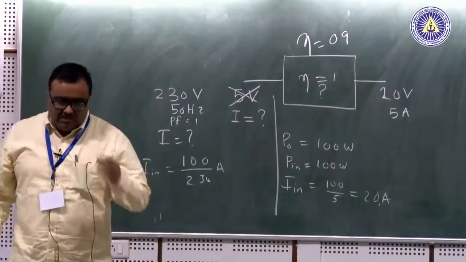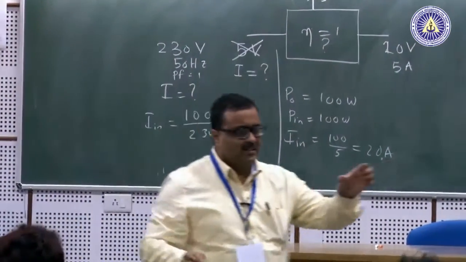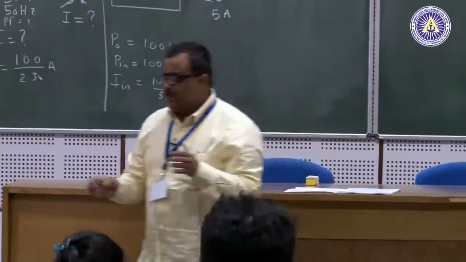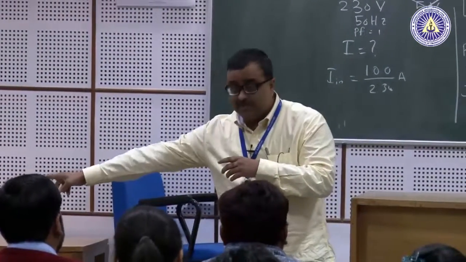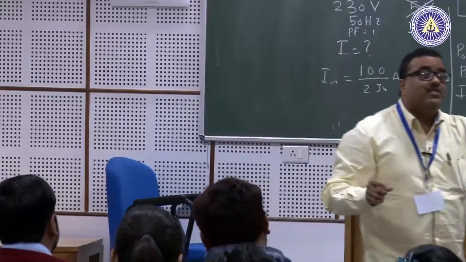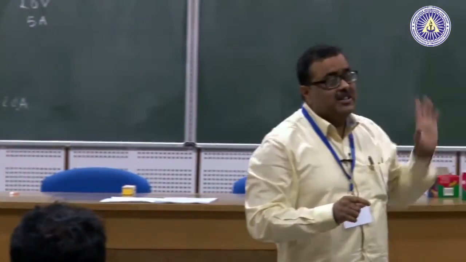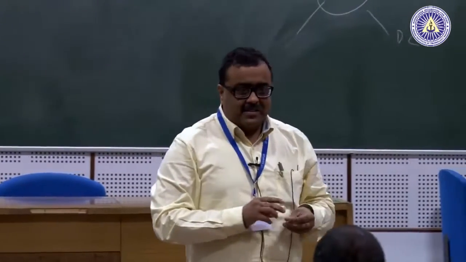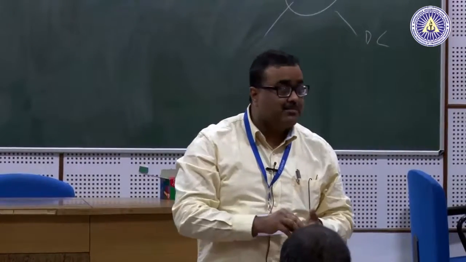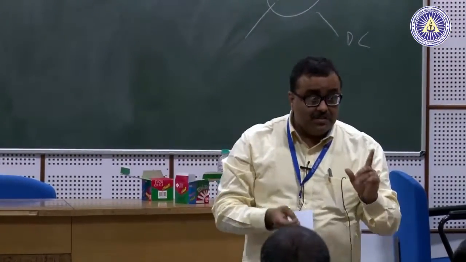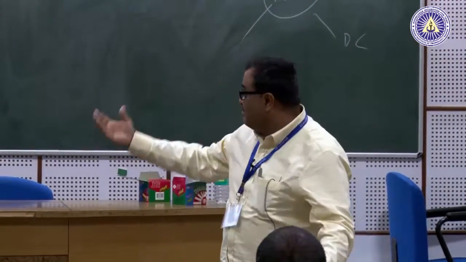Okay. So, I gave you 2 examples. In the first example, there was a 5 volt battery, 20 volt output. In the second example, there is a 230 volt AC supply and 20 volt output. And both these examples you have actually seen in your real life. It is not like I am taking these examples from the air. It is something that you have really seen.